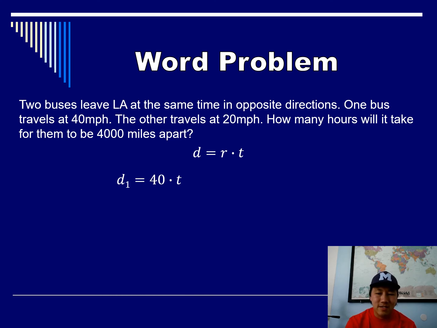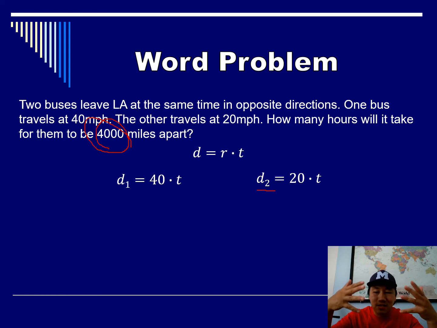Its distance, d1, is equal to 40 miles an hour times the time. Here's the one for the second bus. Its distance is 20 miles an hour times its time. And then the other part of the problem is this 4,000. The total distance of them together is going to be 4,000 miles apart.